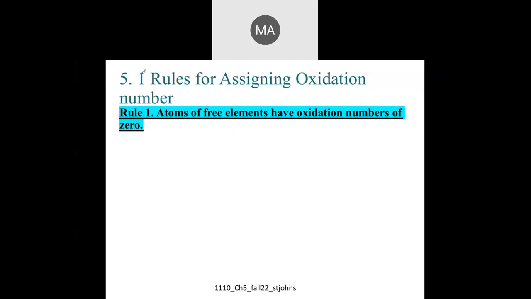So rule number 1, atoms of free elements have oxidation number 0. For example, sodium, potassium, calcium, magnesium, even the diatomic molecules, chlorine, bromine, oxygen, all have oxidation number 0.